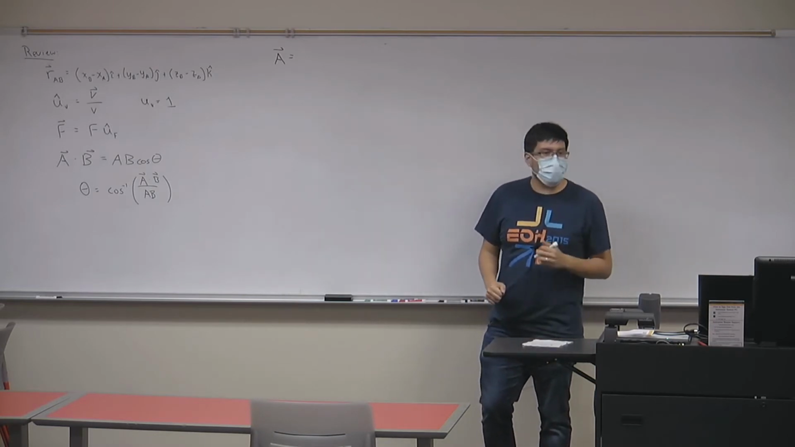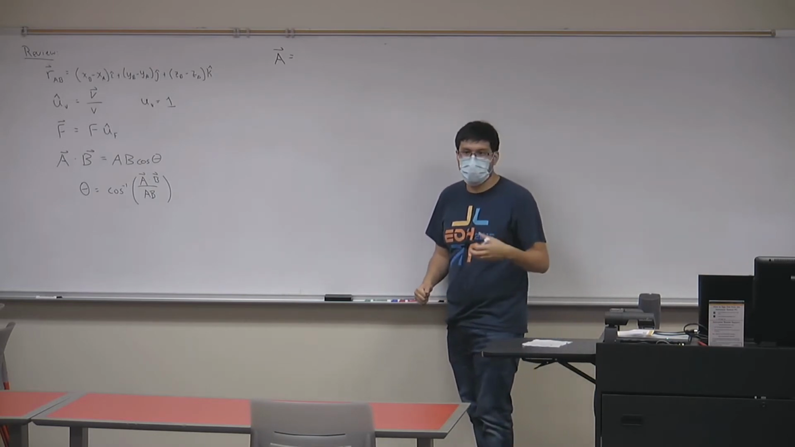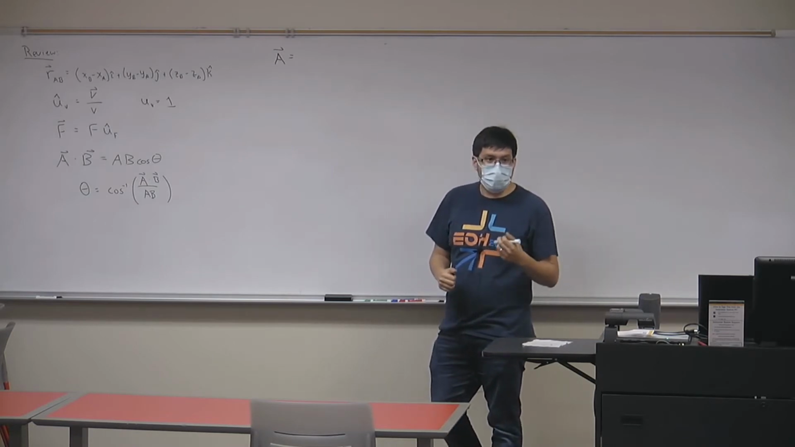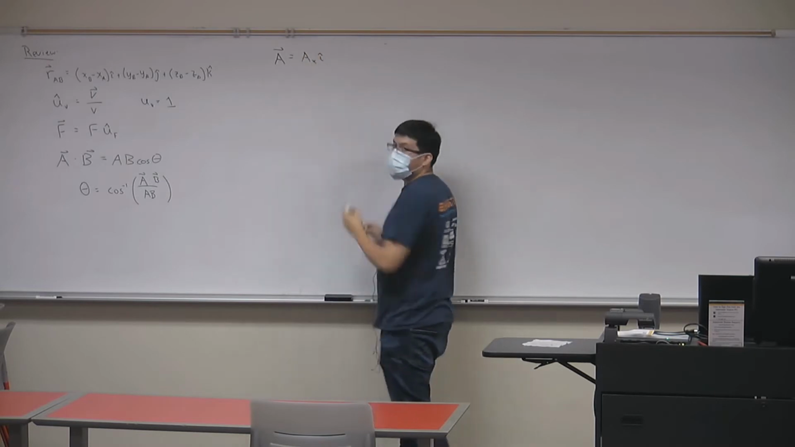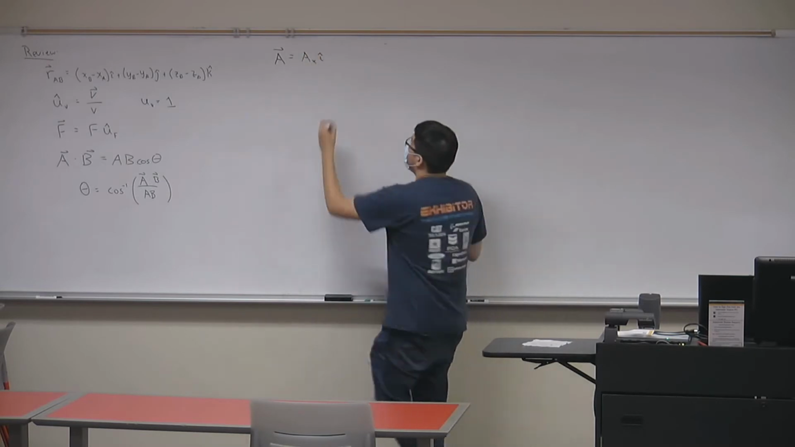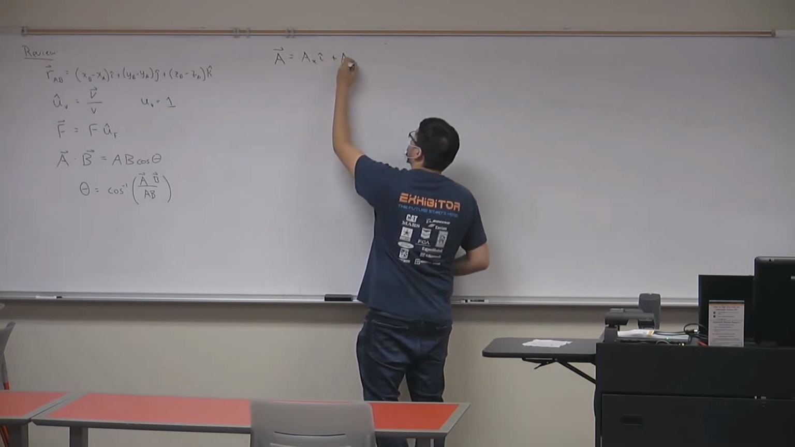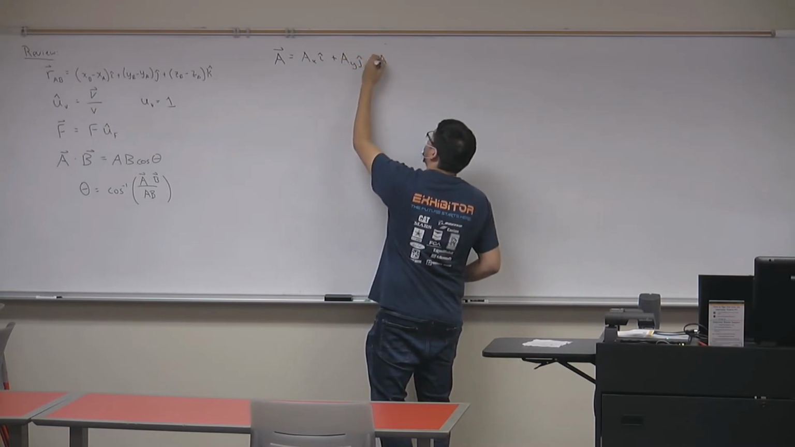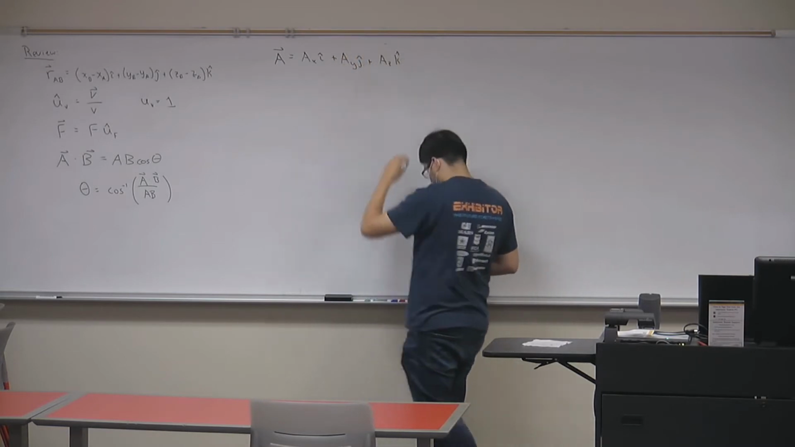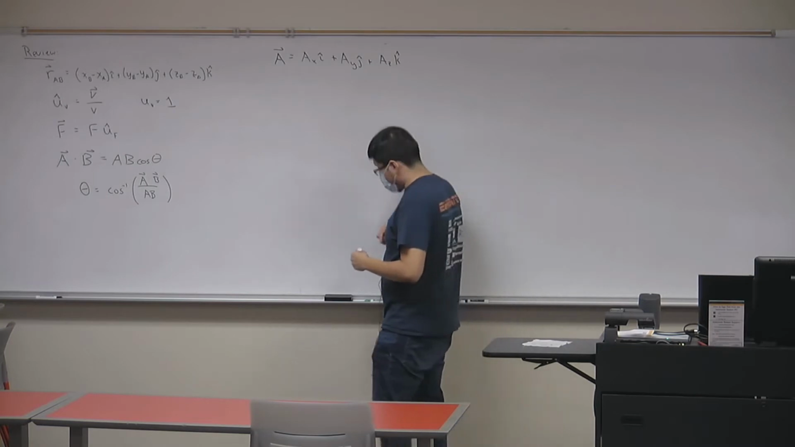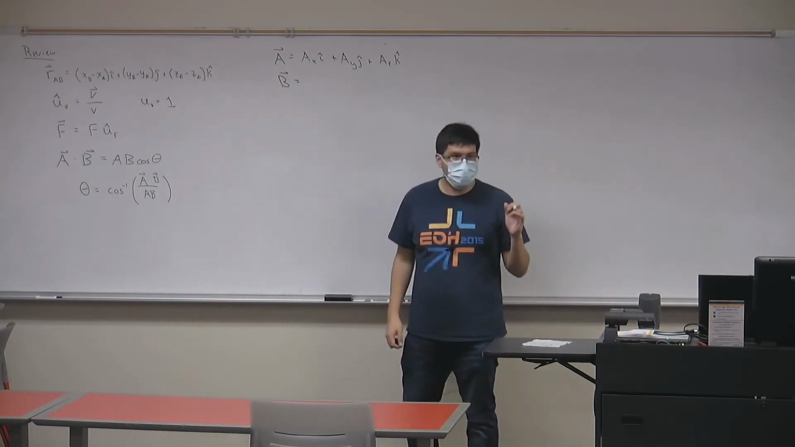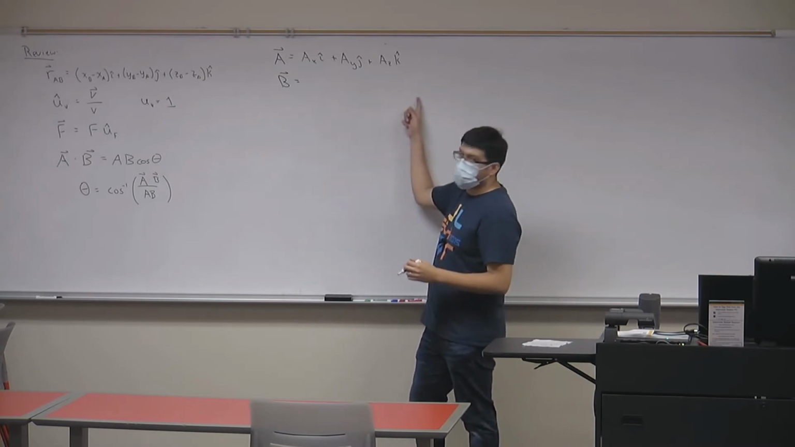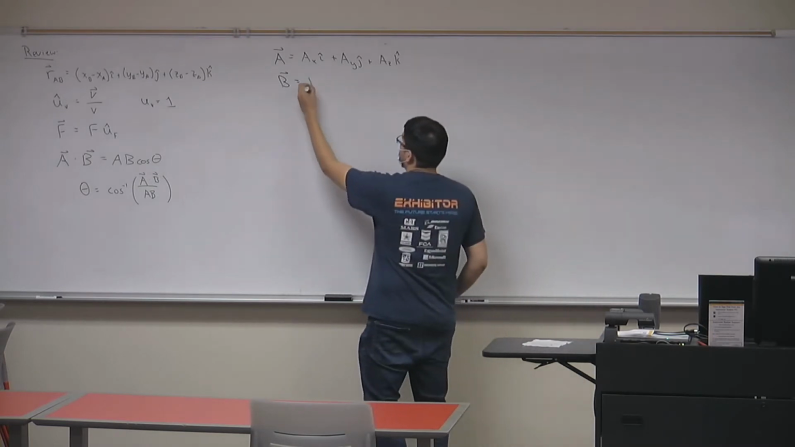How can I define my vector A in Cartesian notation? What would that look like? X, Y, Z. Okay, right? We have an x component multiplied by a unit vector in the x direction. We have a y component, and we have a z component. Now we can do the same thing for a second vector B. What would that Cartesian notation look like? The same thing, just for B.